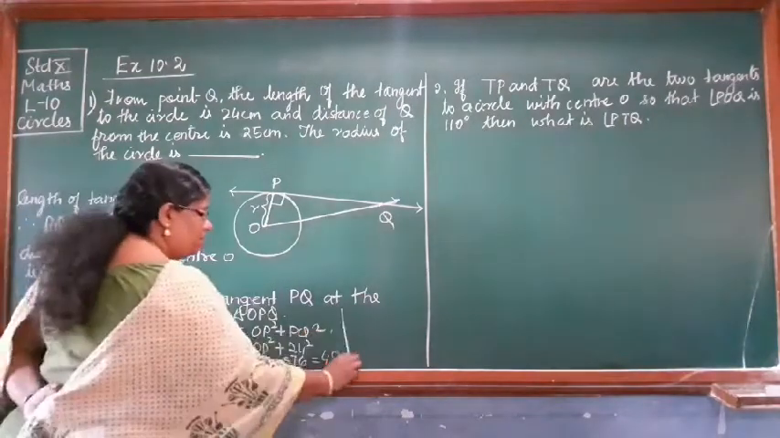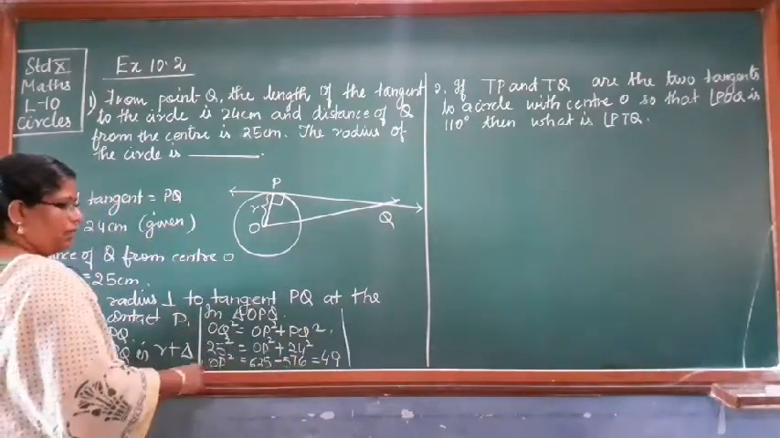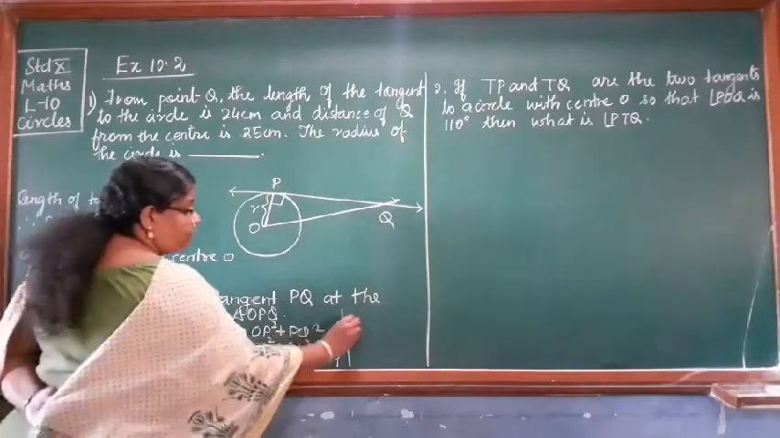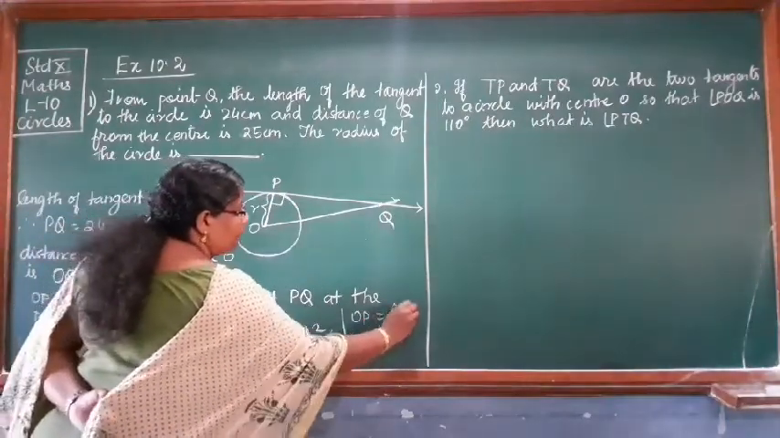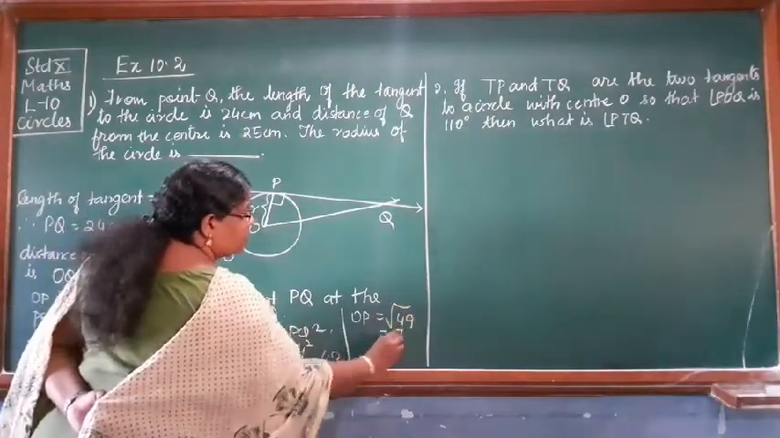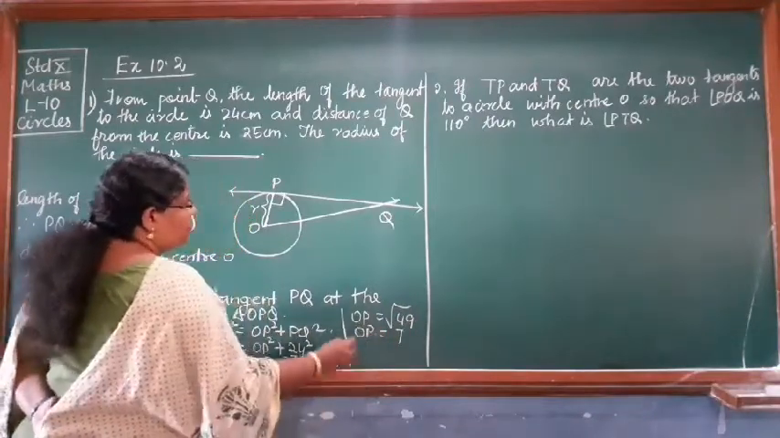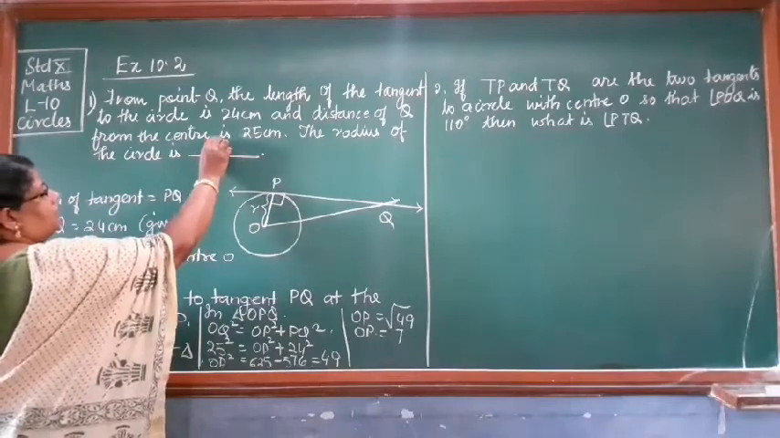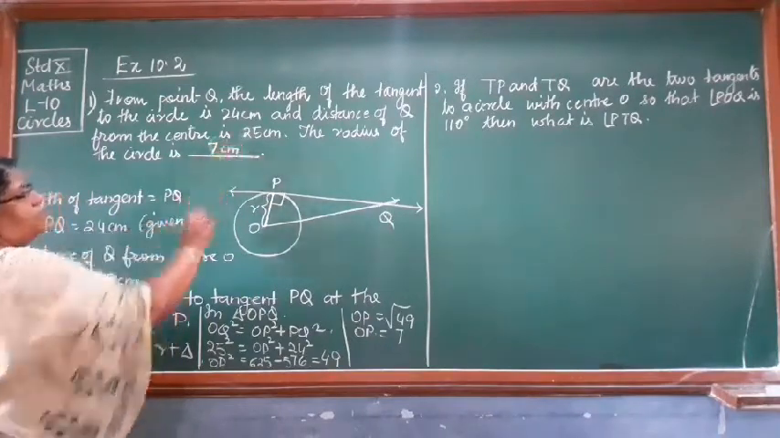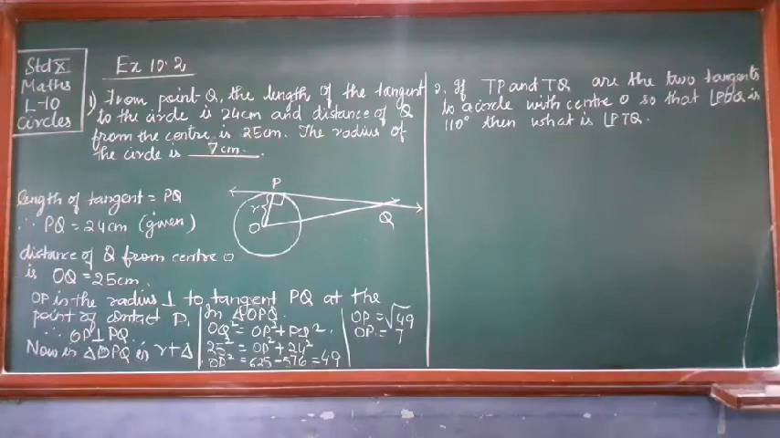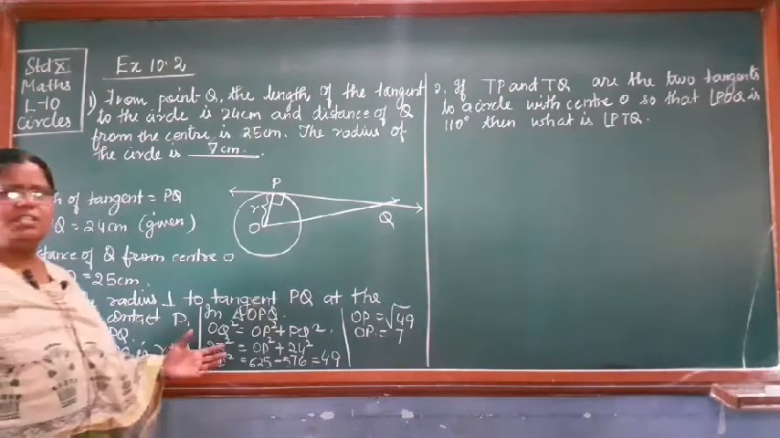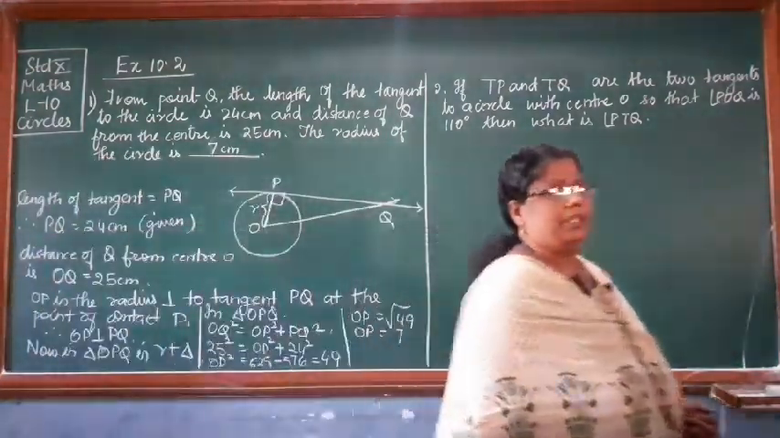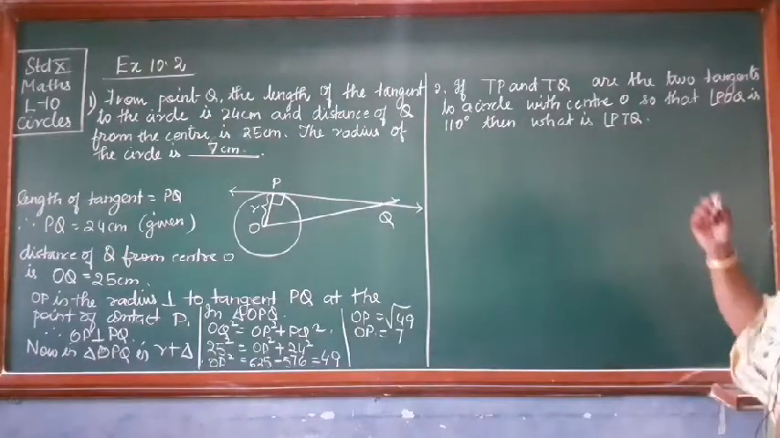And as such you must be knowing, OP square, OP will be equal to under root of 49 which is equal to 7. So we have got the radius of the circle as 7 cm. So I hope it is clear. Okay, this is a simple sum, you could do it easily. Now come to the next question.